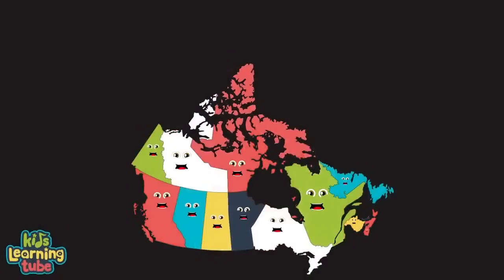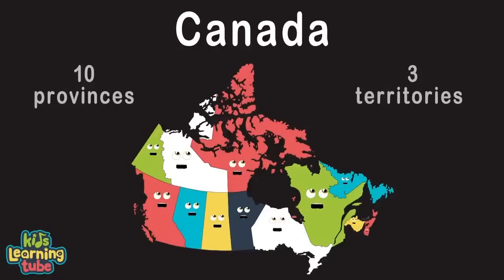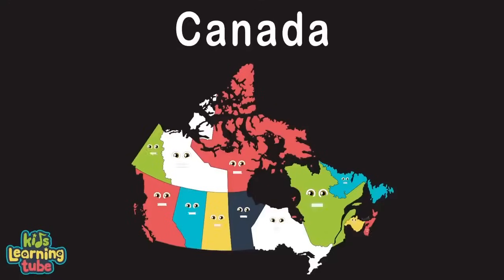We are Canada, made up of 10 provinces and 3 territories with capitals in all. We're here to teach you all and then some facts that go along with them. So sing along with me now, let's have a ball.